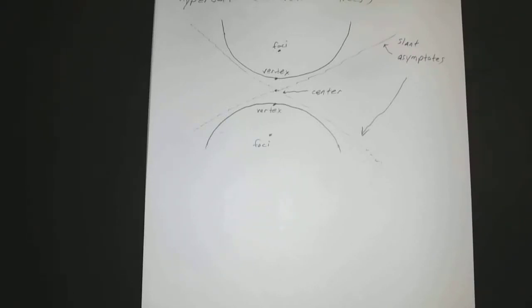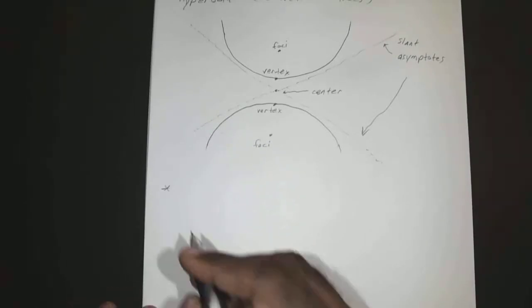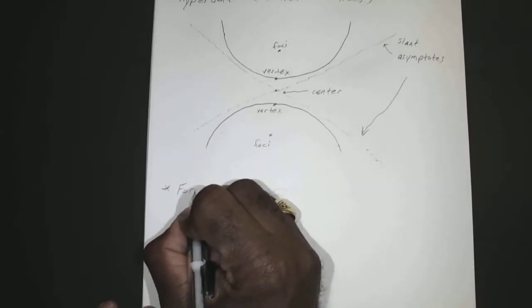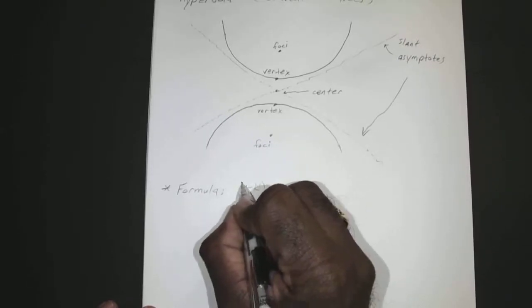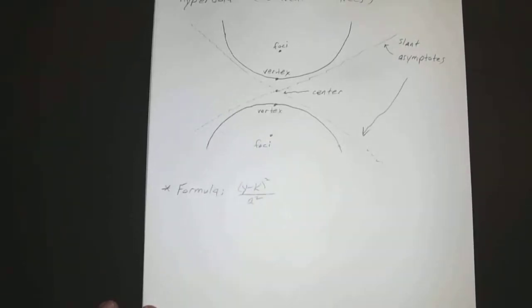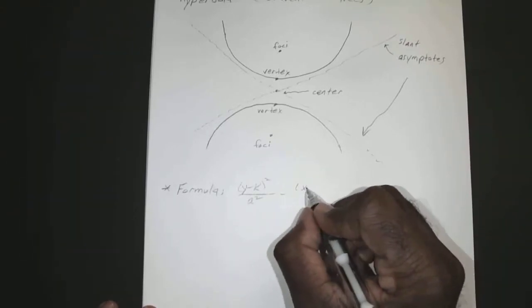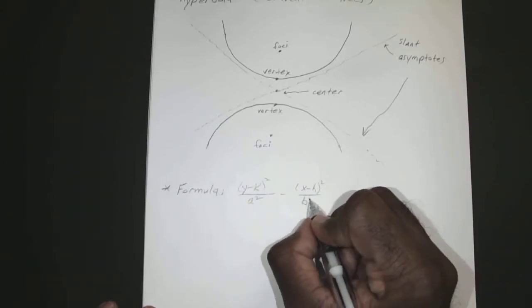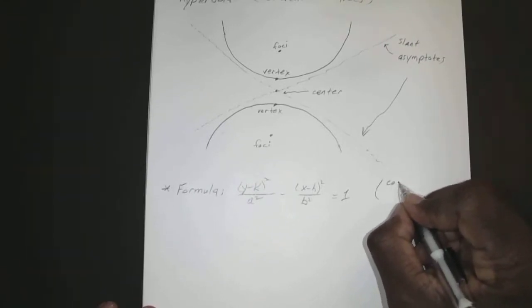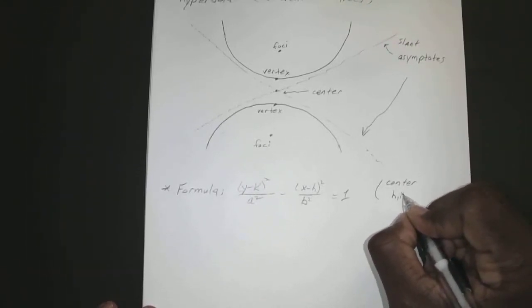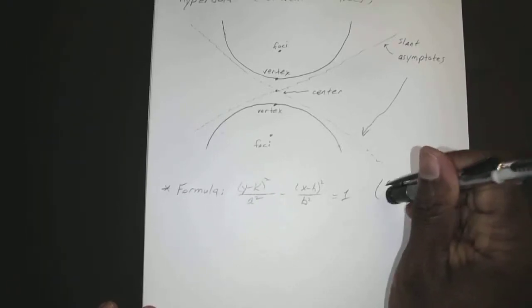Okay. Now the formula for this one is just a little bit different because you're going to swap the y minus k and x minus h. So you have y minus k squared over a squared minus x minus h squared over b squared equals 1. And just like before, the center is still (h, k). Yep, clean that up a little bit.